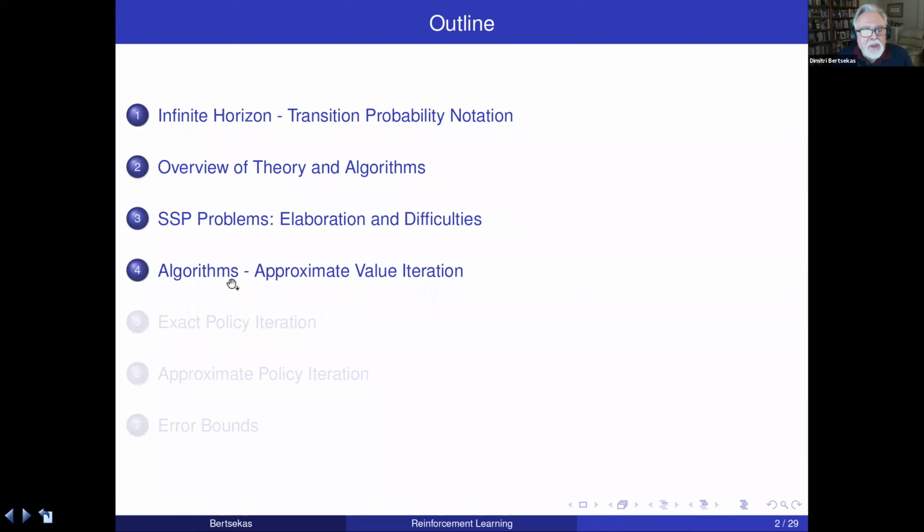Then we're going to talk about algorithms, and potentially with approximations. Value iteration and policy iteration are the two basic algorithms, and we're going to deal with them and also the approximate versions of them. So value iteration, policy iteration in exact form, approximate policy iteration. Rollout is part of approximate policy iteration. It's just a single iteration of the policy iteration algorithm. And then we're going to discuss some error bounds that provide some guidance as to how we should be operating these methods.